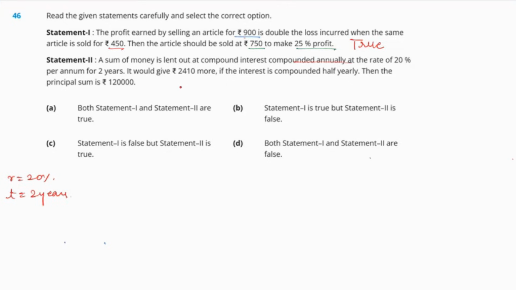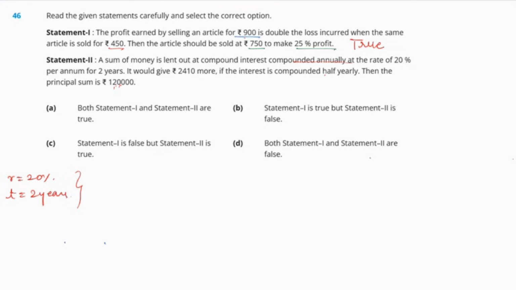Okay, and it would give 2,410 rupees more than the amount we are getting when it is compounded annually. So they are getting 2,410 rupees more if the interest is compounded half yearly. Then the principal, according to this, needs to be 1,20,000. That we need to confirm: are we getting this 1,20,000 only, or something else?